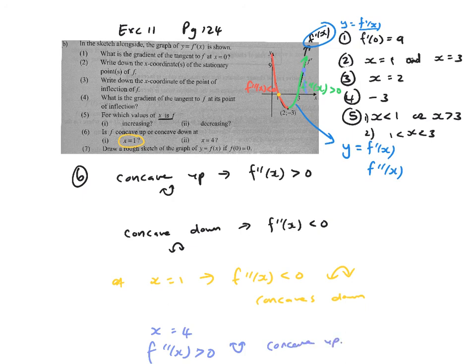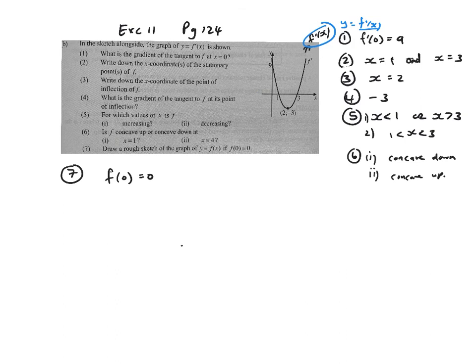Good. The last part we need to do is draw just a rough sketch of the original function, that f of x. So what do we do there? They gave you a very important point, that f of 0 is 0. That means that is the point (0, 0), right? X is 0, y is 0. So the original function will go through the origin. So what do we know?